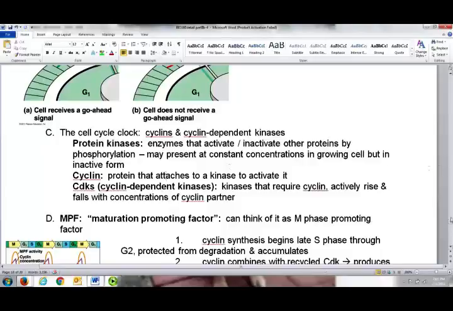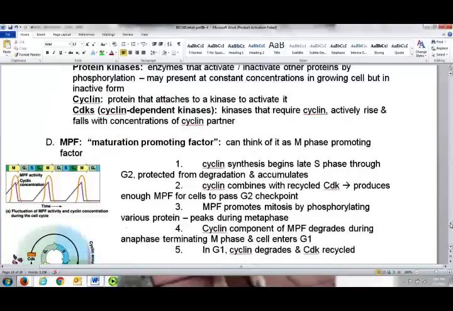MPF, or maturation promoting factor, you can think of this as your M phase promoting factor, is going to be controlled by these cyclins. So here over on the left you can see the cyclic nature of this, where you're going to have the cyclin concentration build up, and once the cyclin concentration peaks, you're going to have the MPF activity, and that's when you're going to have the M phase. So you can see again it builds up here. At the peak you have the M phase. It builds up again, at the peak you have the M phase.